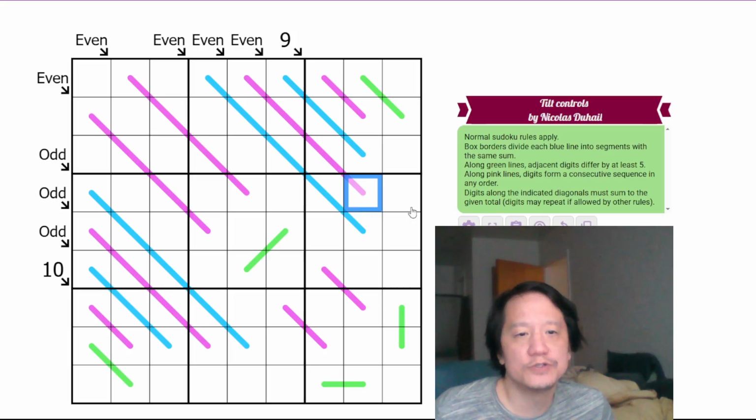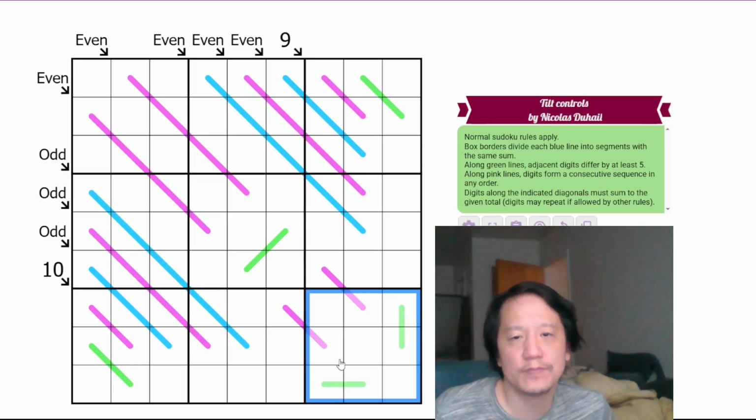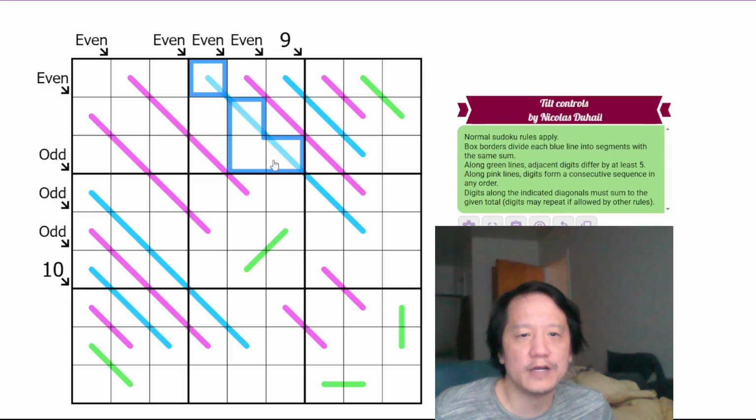Here are the rules. Normal Sudoku rules apply, which means on every cell in the grid, place a single digit from 1 through 9 such that there are no repeats in any row, column, or designated 9-cell region. Box borders divide blue lines into segments with the same sum.